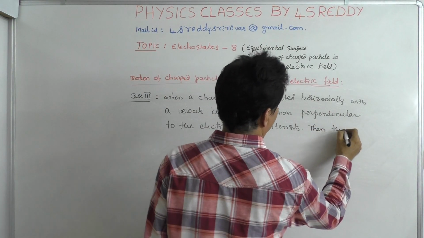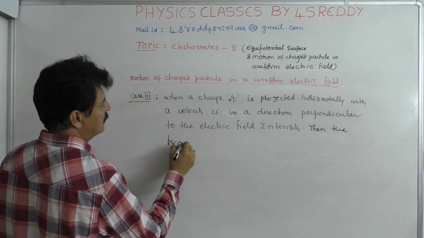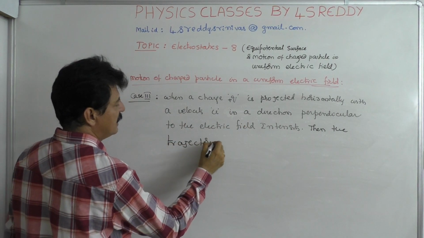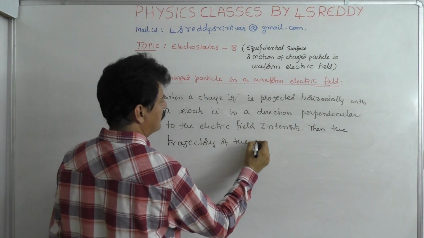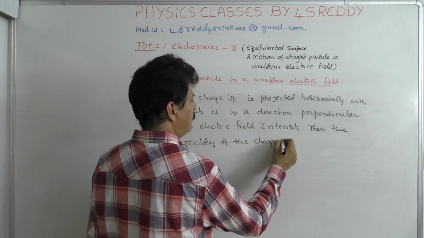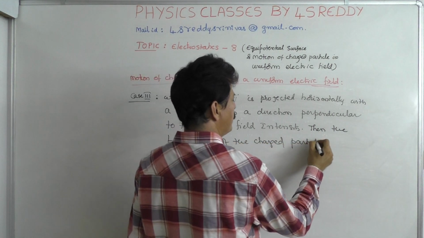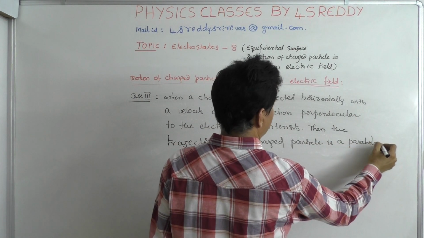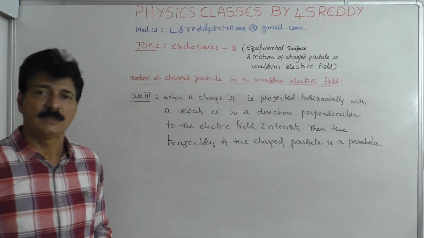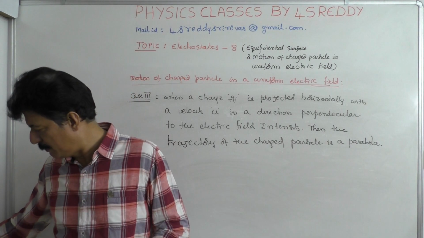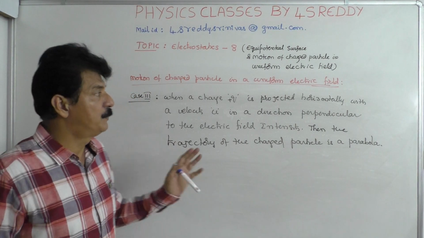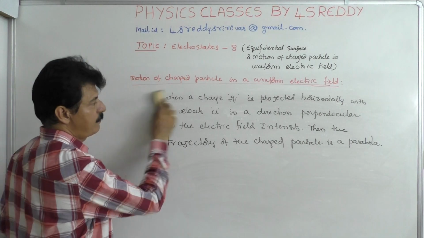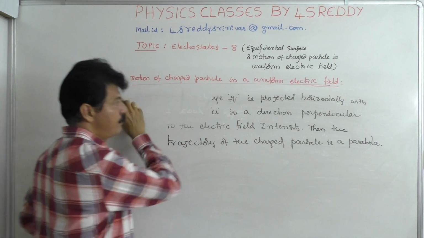Then the trajectory of the charged particle is a parabola. Then how can you prove this one? Is it clear?